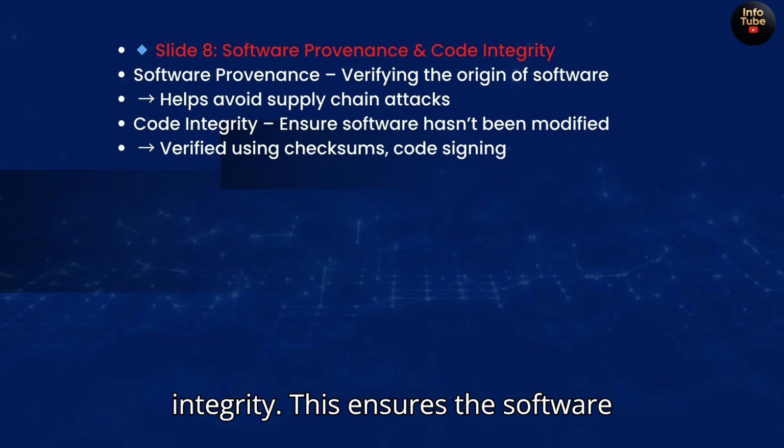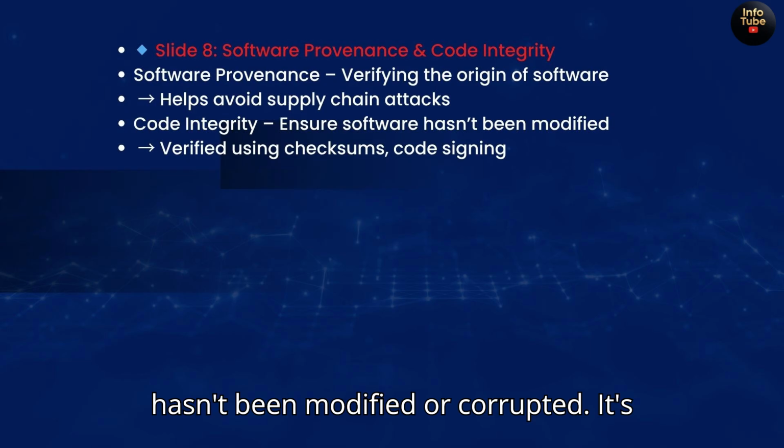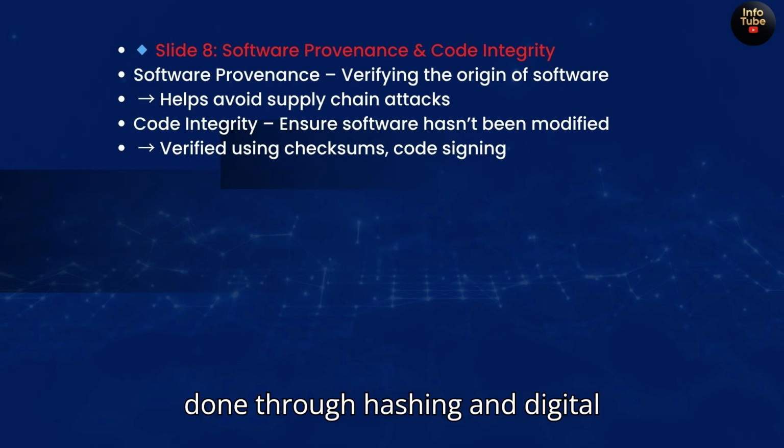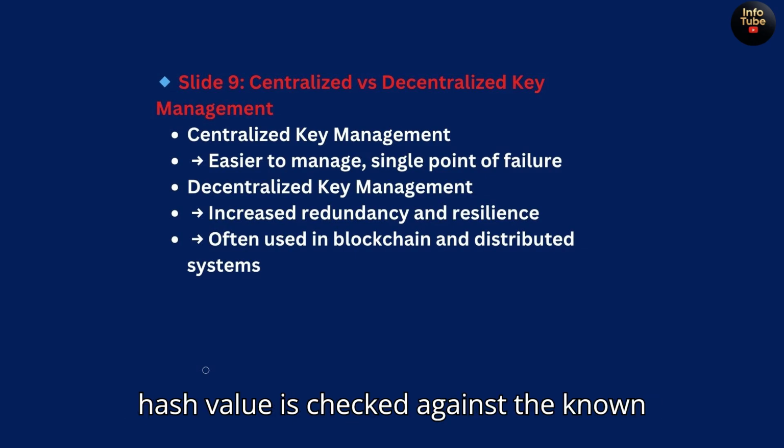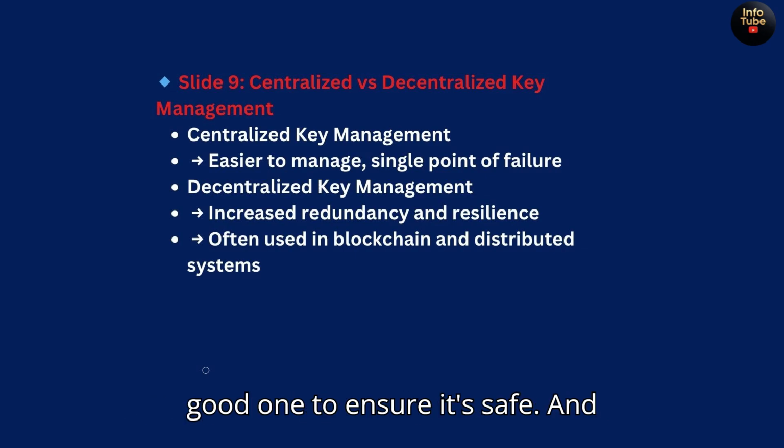Software or code integrity. This ensures the software hasn't been modified or corrupted. It's done through hashing and digital signatures. When you download an app, its hash value is checked against a known good one to ensure it's safe.